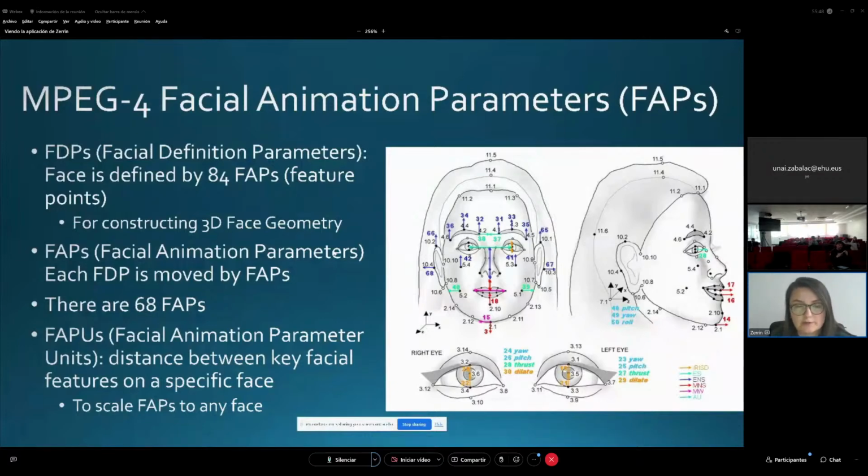The other set of parameters are facial animation parameters. There are 68 of them in the image. You see the fixed points on the character, but there are also the ones with arrows. The ones with the arrows are the facial animation parameters. You can also define facial animation parameter units, which are the distances between key facial features on a specific face, so that you can scale these facial animation parameters and apply them to any kind of face.